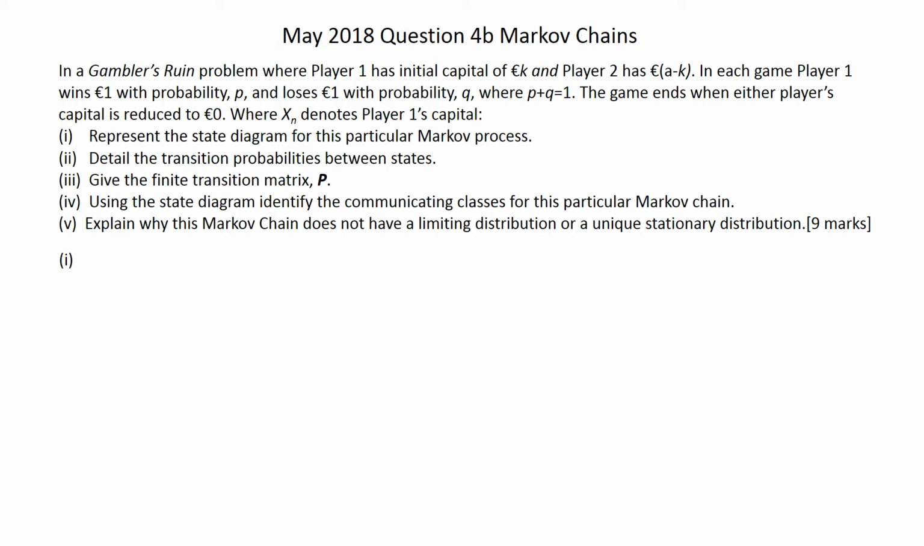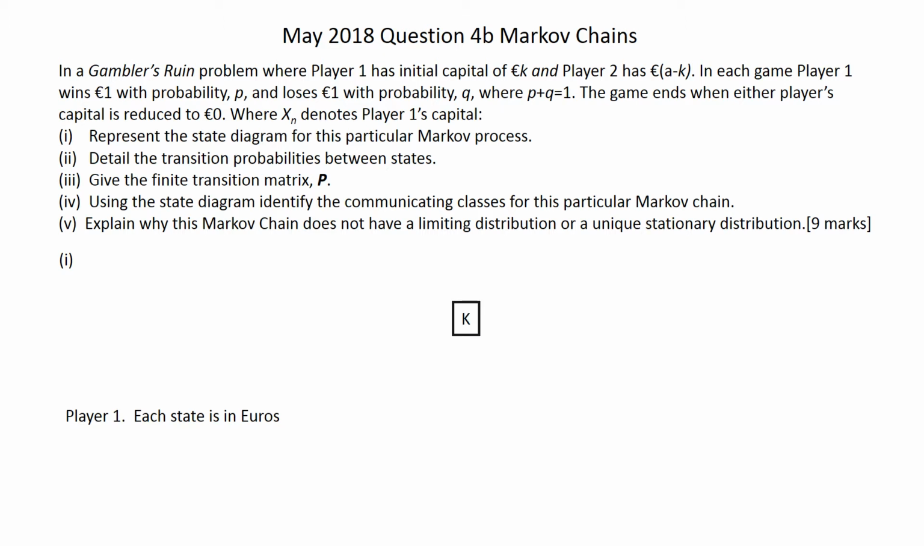Use the state diagram to identify communicating classes for this particular Markov chain and explain why this Markov chain does not have a limiting or a unique stationary distribution. So first of all, we will start with part 1. So we're going to draw a state diagram from player 1's point of view. And remember, each state represents the amount of euros that the player has.